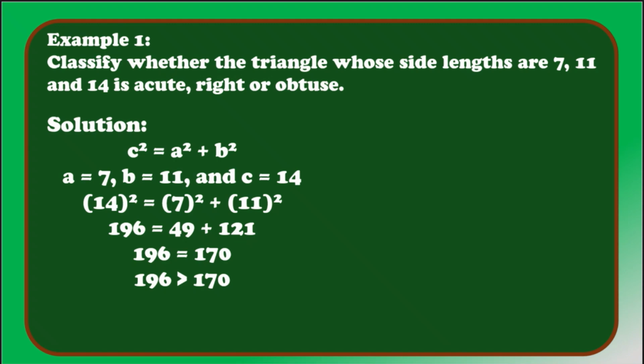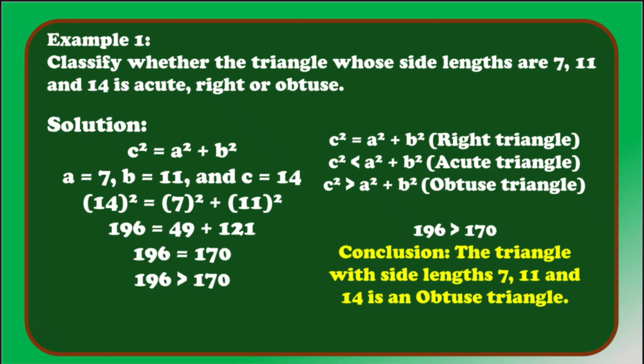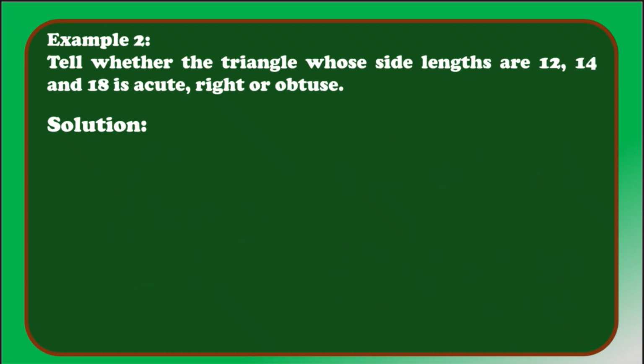Now let's classify the triangle. Based on our guide, if 196 is greater than 170, therefore, the conclusion is we have an obtuse triangle. The triangle with side lengths 7, 11, and 14 is an obtuse triangle. Let's proceed to example number 2.